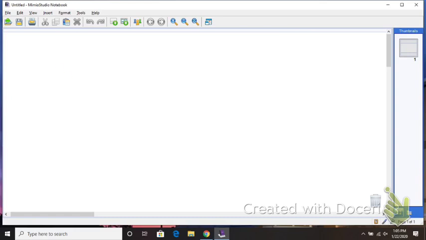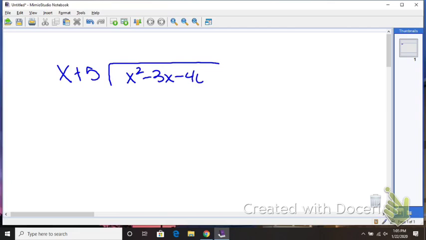No. So I can just write it out. x, is that a plus 5? Plus 5 on the outside, and on the inside I have x squared minus 3x minus 40. Everybody good with that? So far so good?